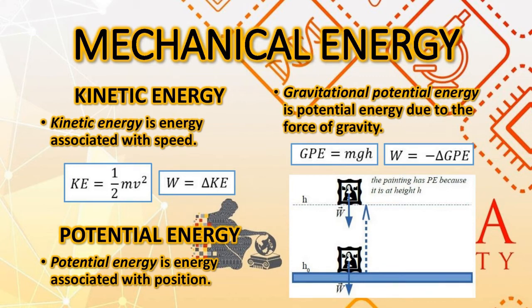When work is done, the potential energy may change. Work is equal to negative delta GPE, which is equal to negative, final GPE minus initial GPE.